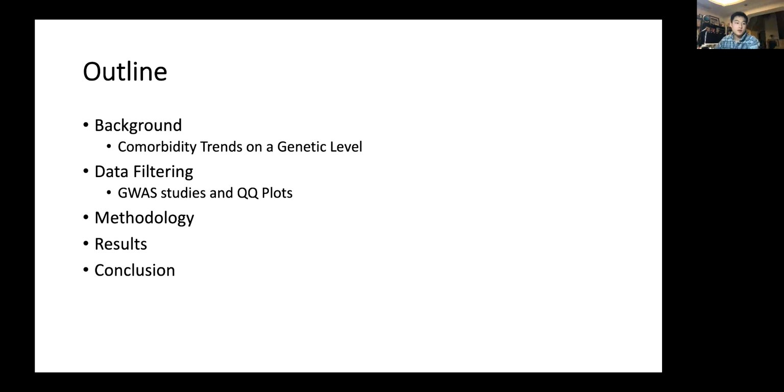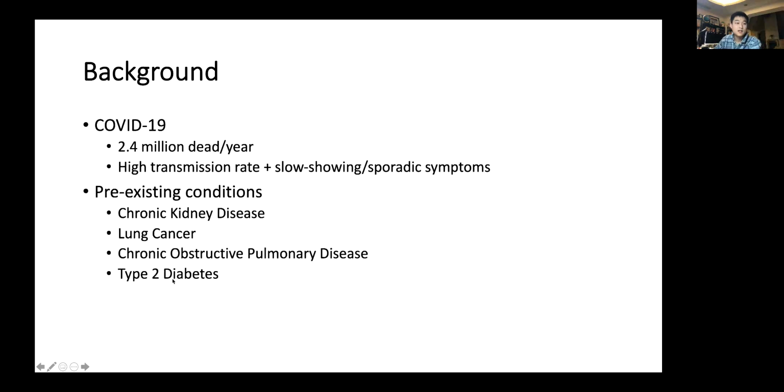So firstly, I would like to give a brief overview of how this presentation will be structured. First, I'll give a background to understanding my research, then how I filtered my data, the methodologies I used, the results I obtained, and finally the conclusions I had for my research. So first of all, the background for my research project.